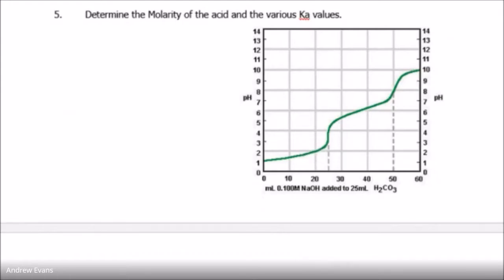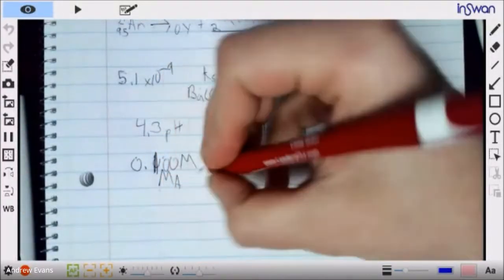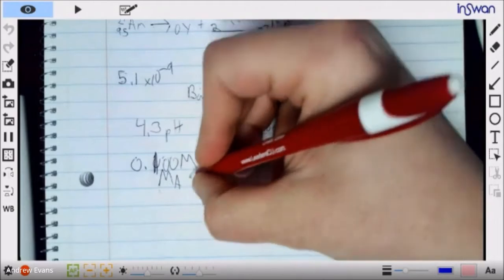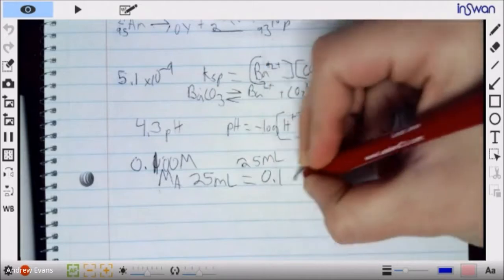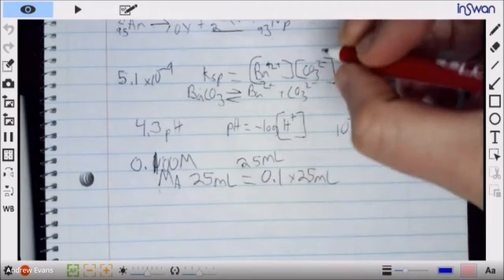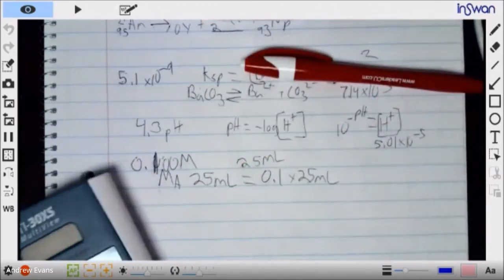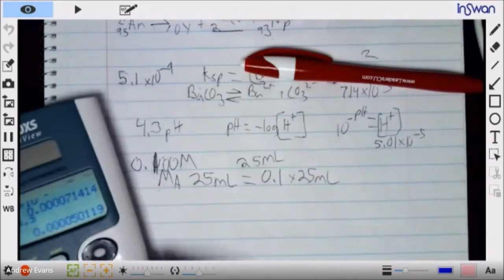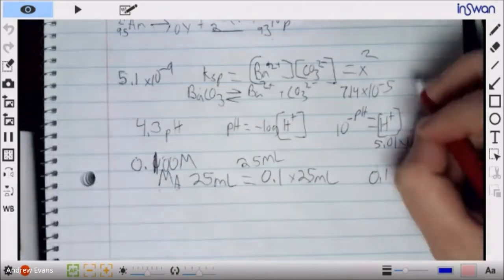So in order to calculate the first equivalence point, you need MA, which we're calculating, times VA, 25 mils, equals MB, 0.1, times VB, 25 mils. It takes 50 mils to remove both protons, but it only takes 25 mils to remove one. Real quick, the molarity of acid would be 0.1 molar.